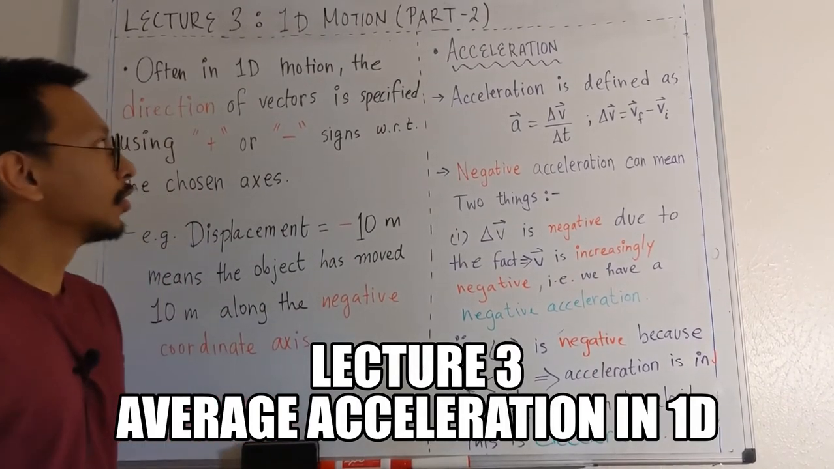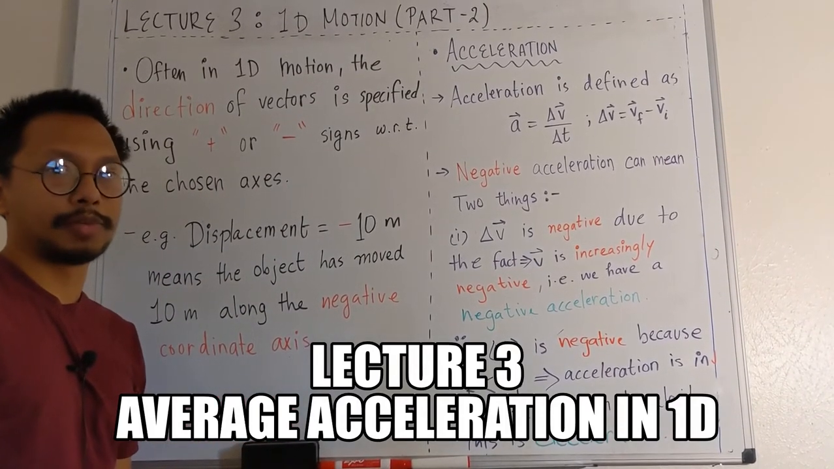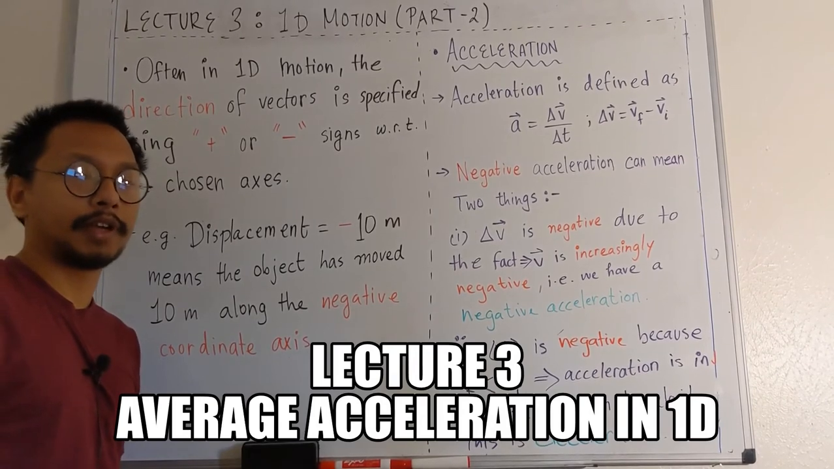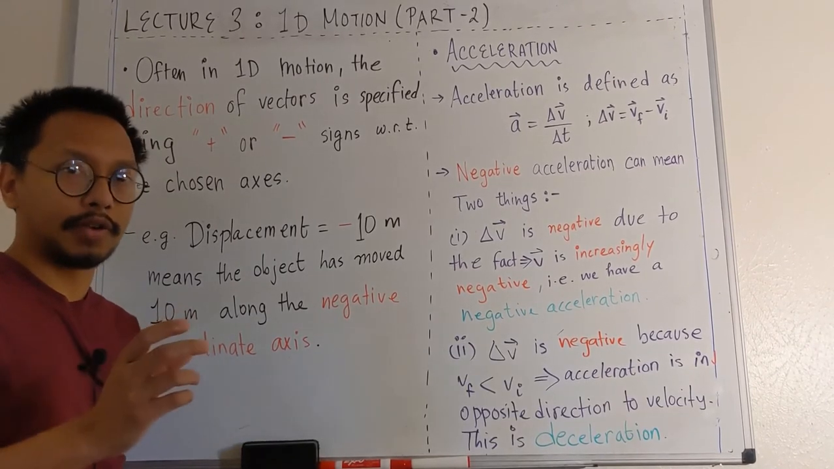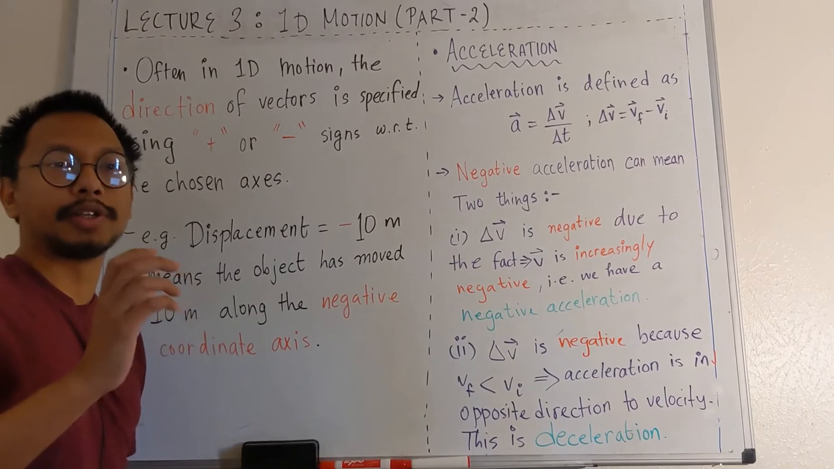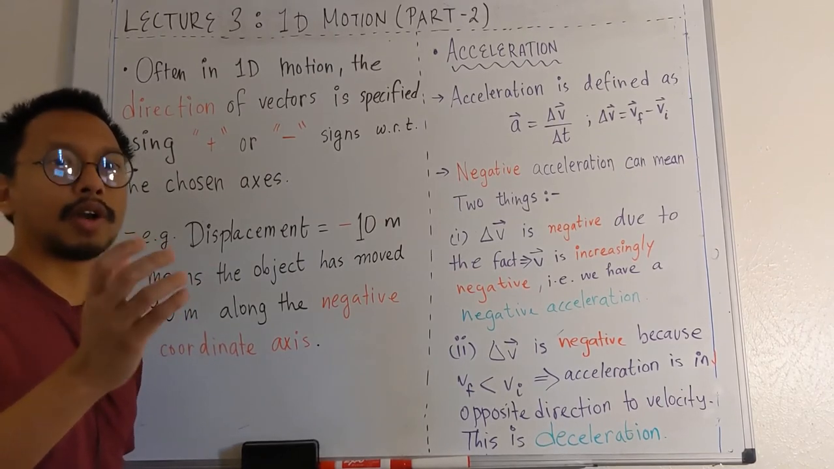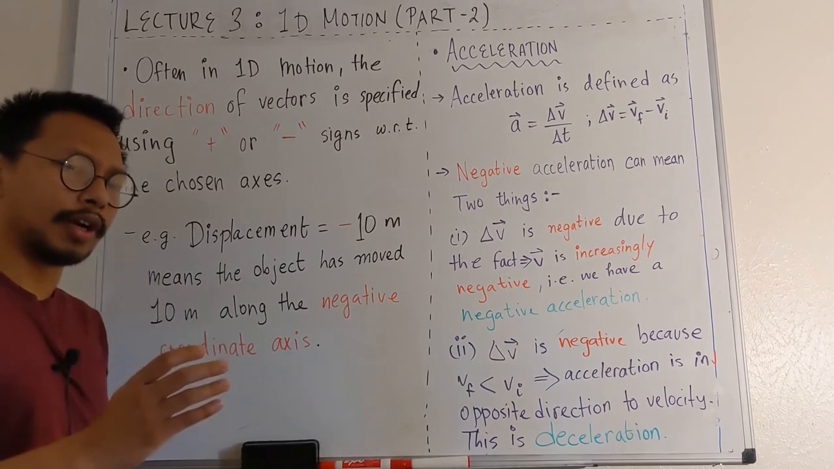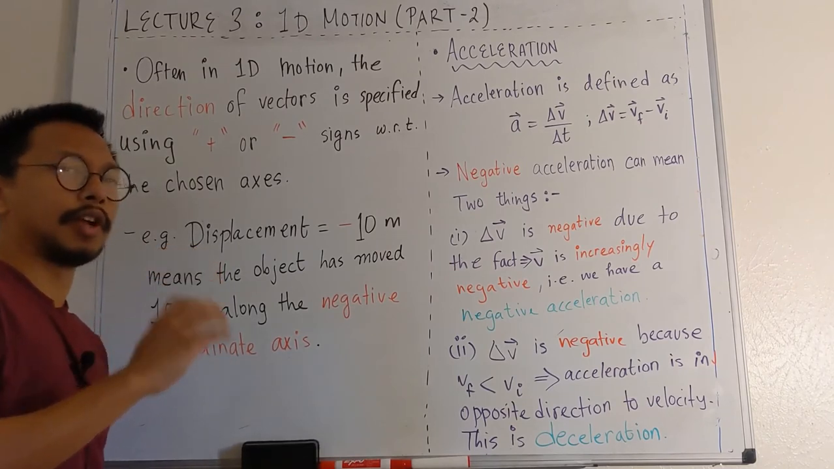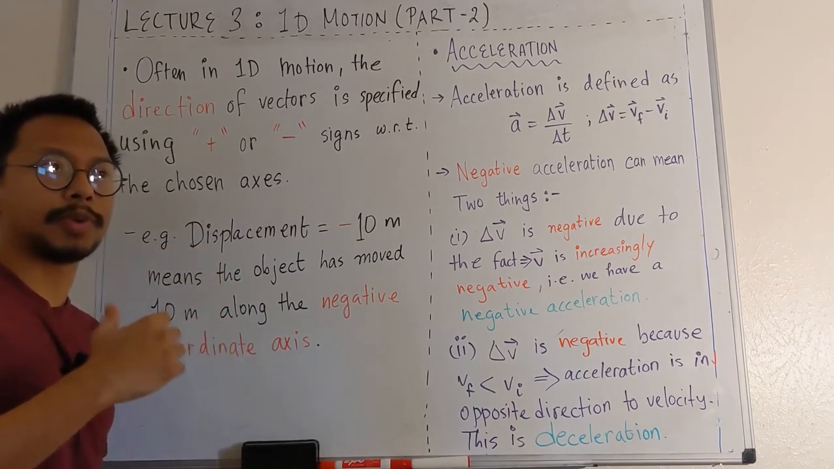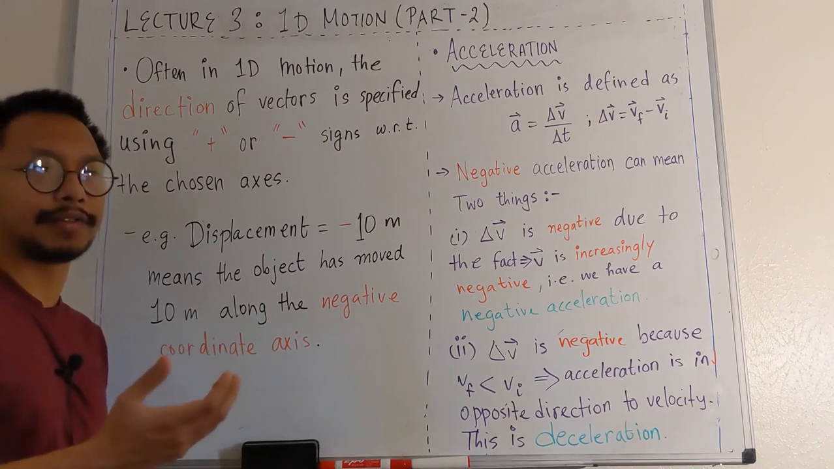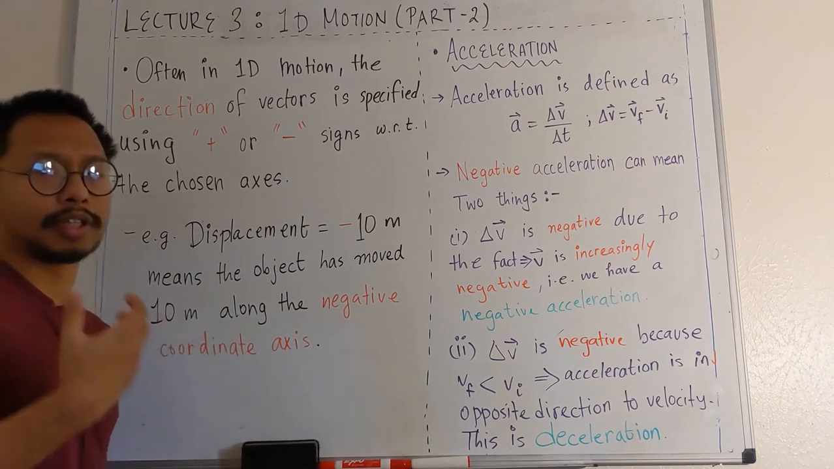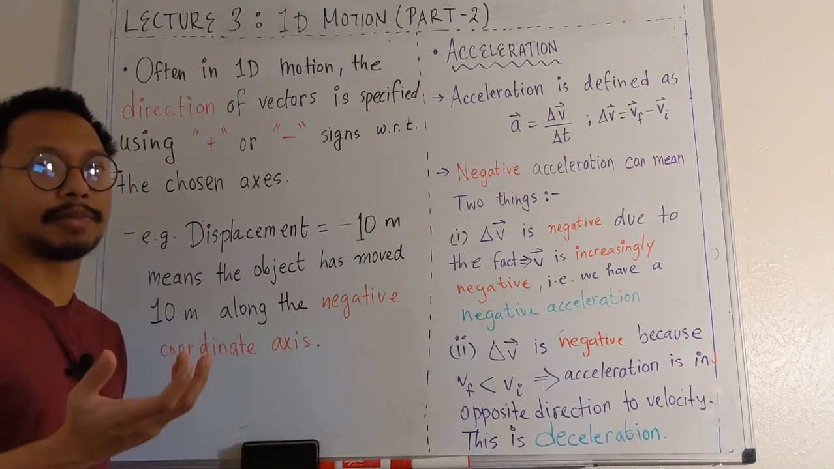Hi, today we are going to talk more about one-dimensional motion, but we are going to specifically focus on acceleration and how to determine the direction of acceleration and what it means. As we have already learned, a direction in one-dimensional motion is specified by positive and negative signs. In most contexts, the positive and negative signs have very similar meaning.